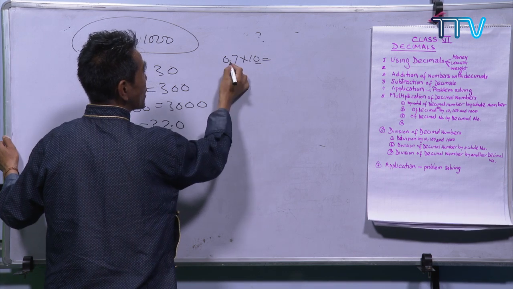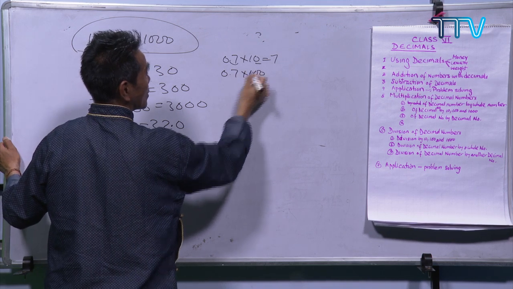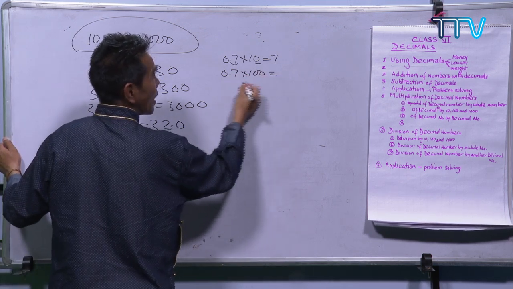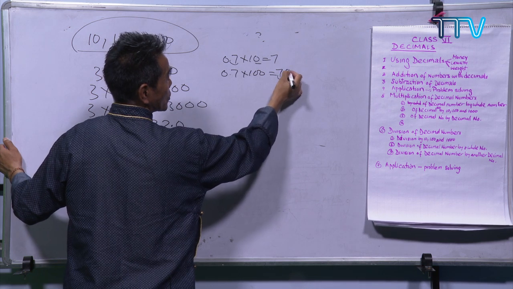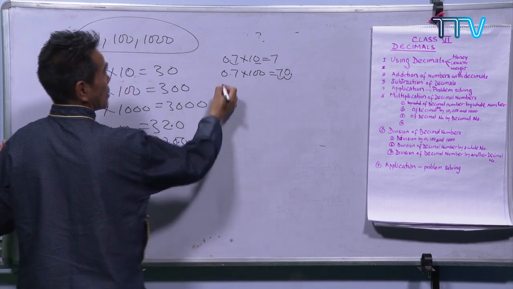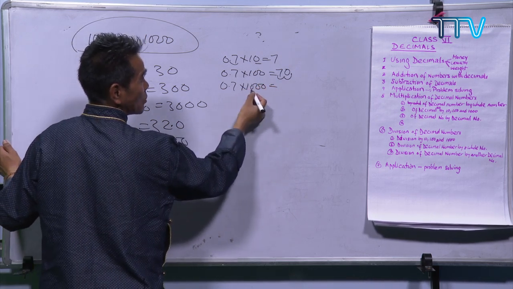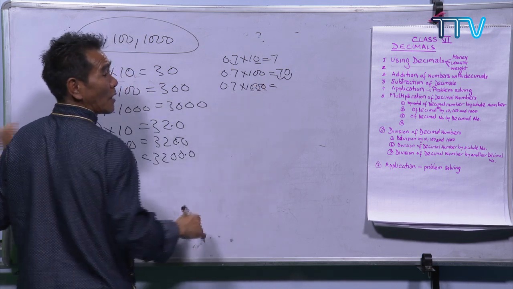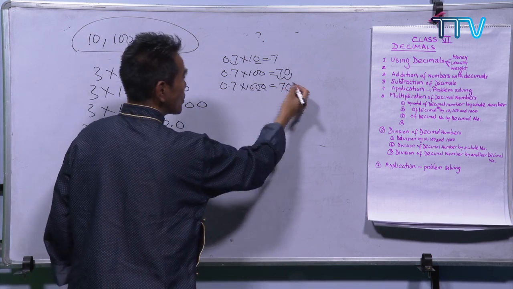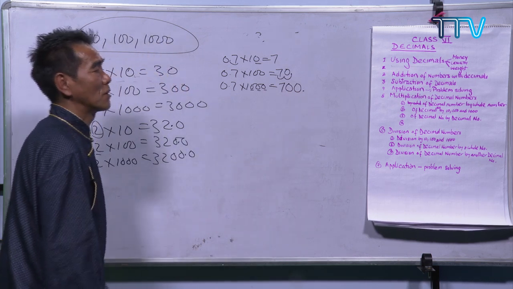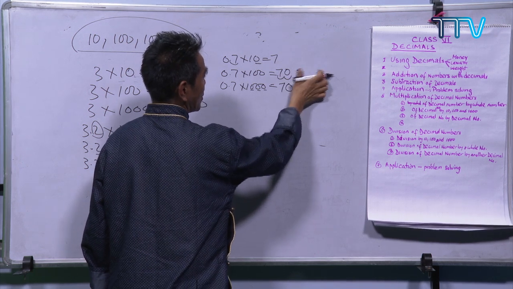0.7 multiplied by 10 is 7. 0.7 multiplied by 100 is equal to 70, you move the decimal point. 0.7 multiplied by 1000: you count the number of zeros, 1, 2, 3, and move the decimal point accordingly, adding zeros as needed. That is 700.